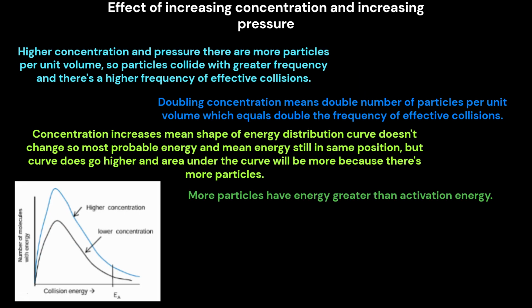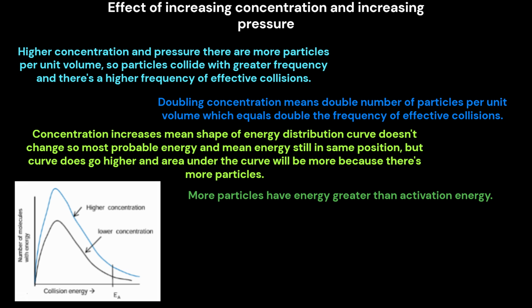constant. Effect of increasing concentration and increasing pressure. With higher concentration and pressure, there are more particles per unit volume. So particles collide with greater frequency, and there's a higher frequency of effective collisions. Doubling concentration means double the number of particles per unit volume, which equals double the frequency of effective collisions.